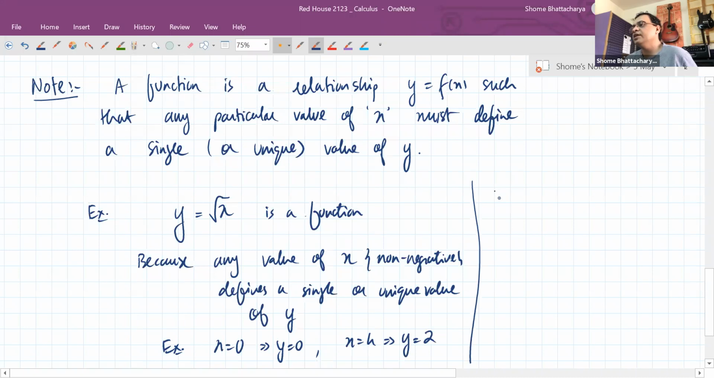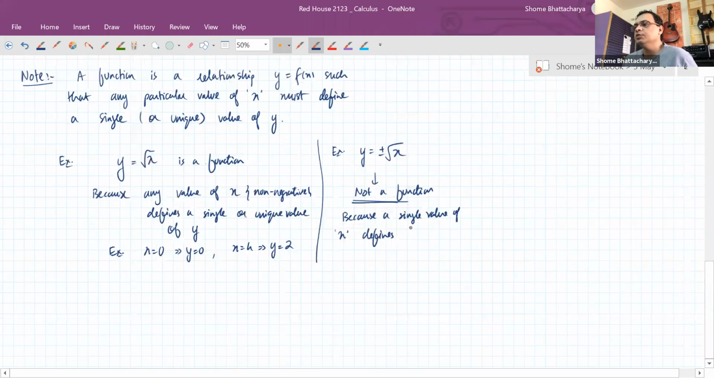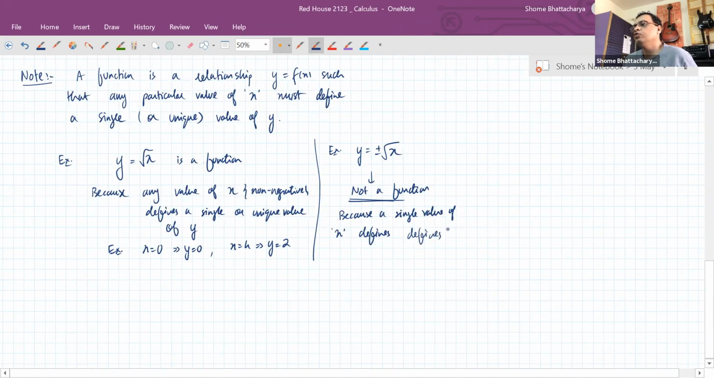Okay. But if I take an example like this now, that y is equal to plus minus root x. Okay. Now this is not a function because a single value of x. Sir, for any root value, we have to consider only positive value, right? Yes, root x is defined that way. I'll just explain the difference a little bit more in detail in a moment. Okay, but here you can see because a single value of x defines two values of y, in general. So for example, if I take x equal to 1, I get y equal to plus minus 1. So this is not a function. Whereas this is a function.